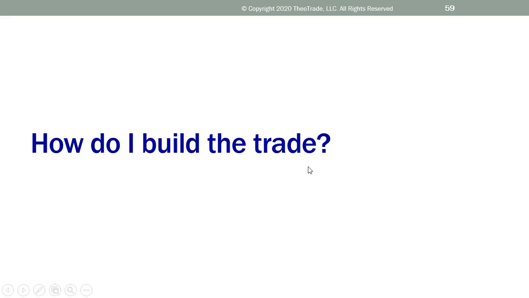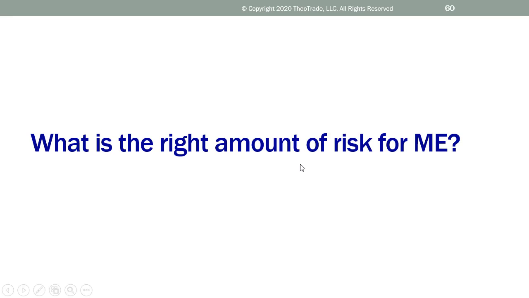How do I build the trade? Like, physically, how do you build the trade? What's the right amount of risk for me? You better know that. If you have a $2,000 account, that's fine. By the way, people are always worried about, can I trade options with $2,000? You can trade options with $2,000. Can I trade options in my IRA? I do. So can you. We can even get you options approval at all the major brokerage firms. That's what I did for 15 years, is worked in the brokerage industry.